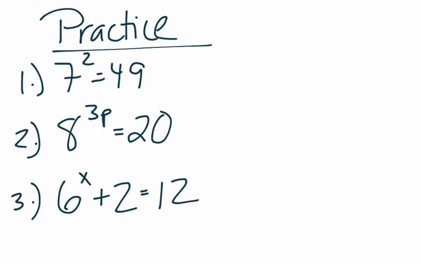So here are the 3 problems. 7 squared equals 49. Hopefully you know that's a true statement. 8 to the 3p is equal to 20. And 6x and then a +2, but the +2 is not in the exponent, equals 12. So I'm going to pause the video at this point and give you a chance to write those in. It's kind of hard to participate online with this because of the subscripts and stuff. It's a little hard to write out what you intend if you're typing on Teams or something. So we'll just pause the video, give you a chance to do that, and then I'll put the answers up next to it.